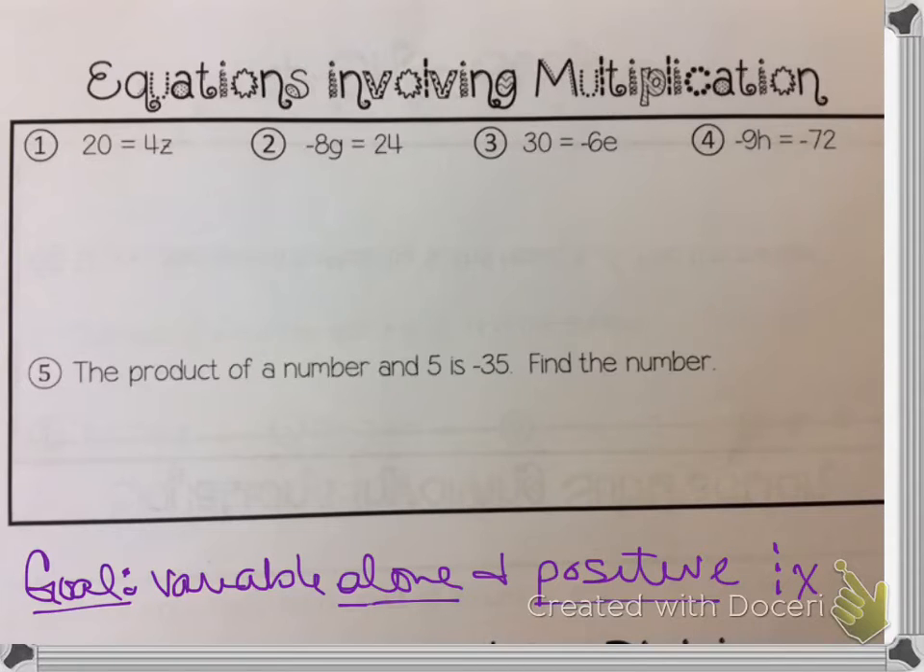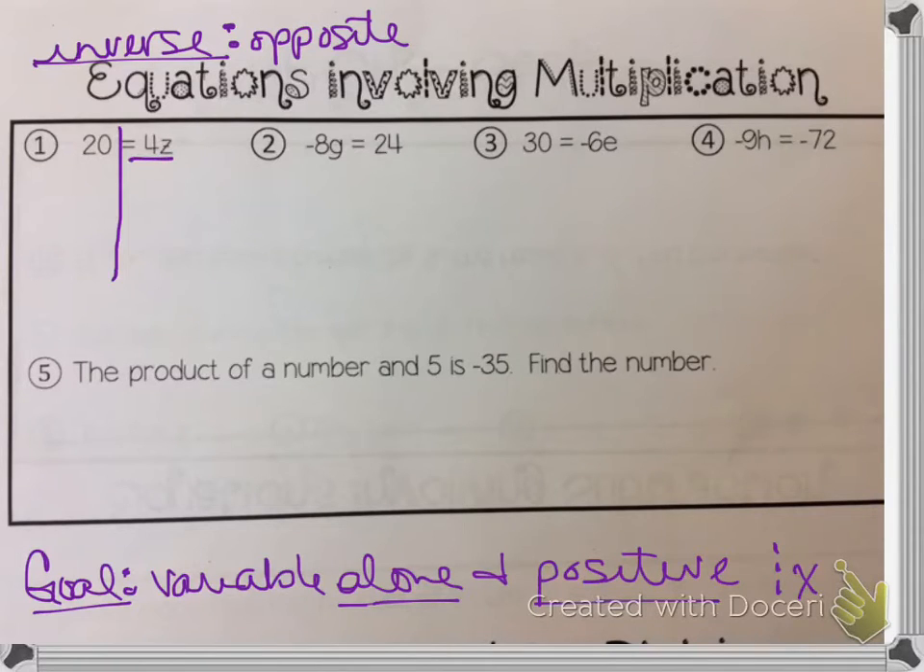And remember, there's always that invisible 1 in front of our variable. So here we have 20 equals 4z. So again, we're doing that inverse operation, right? Remember, inverse means opposite. So if we're going to think about the opposite of multiply, divide. If we are multiplying by 4, the inverse is to divide by 4. And remember, we write division as a fraction. So we're going to make 4 our denominator.